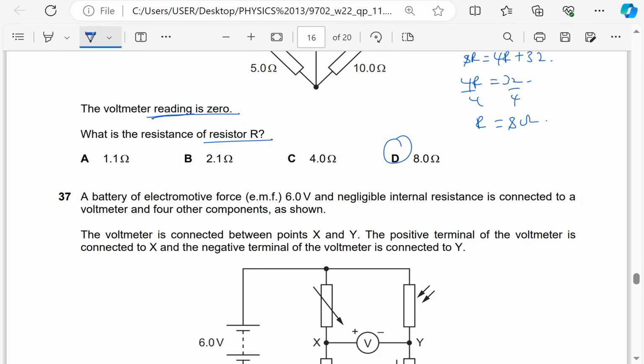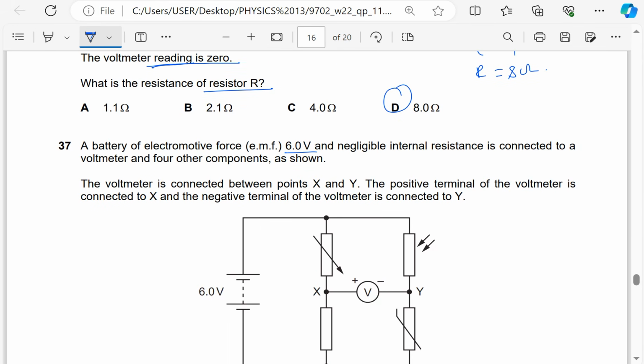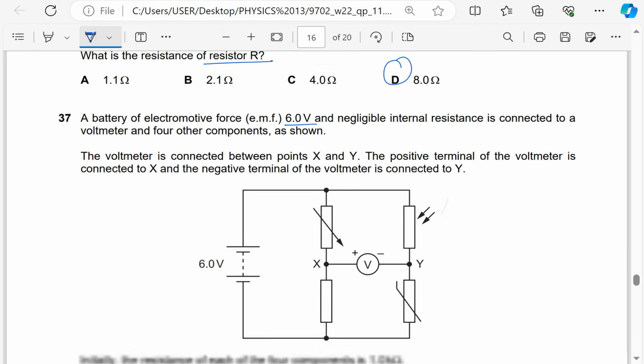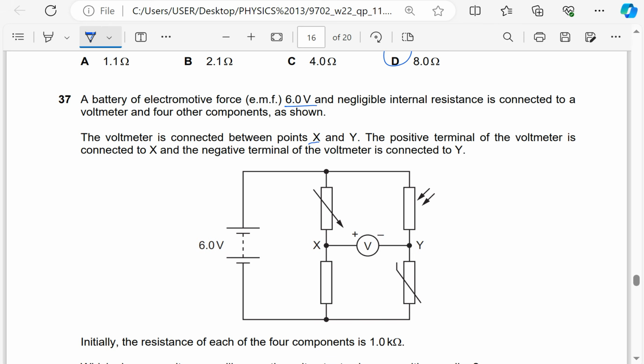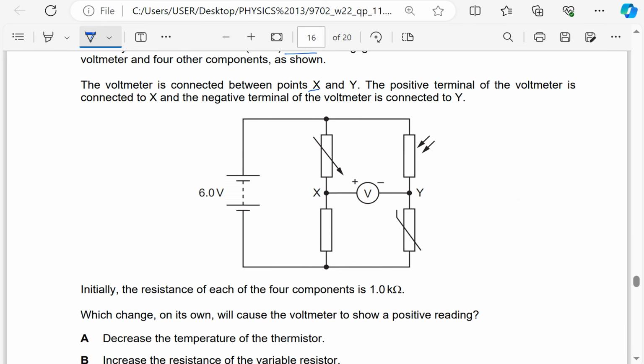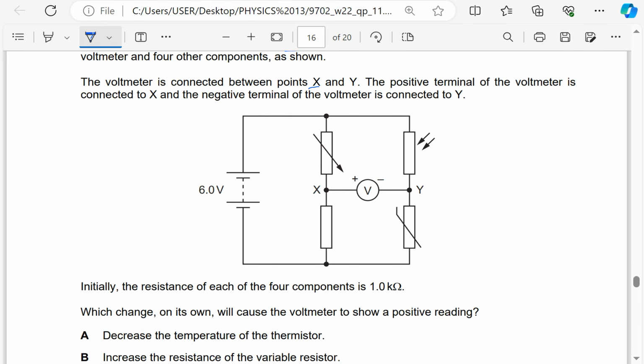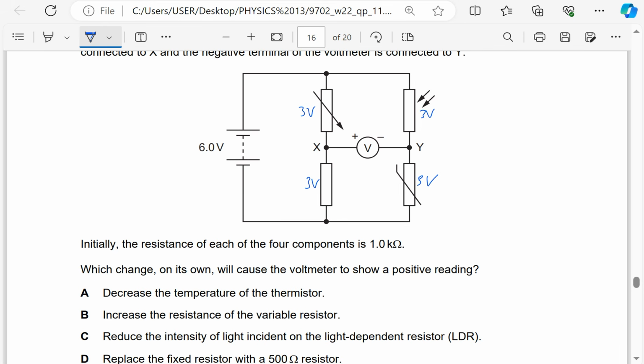A battery of EMF 6 volts and negligible internal resistance is connected to a voltmeter and 4 other components as shown. The voltmeter is connected between points X and Y. The positive terminal of the voltmeter is connected to X, and the negative terminal is connected to Y. Initially, the resistance of each of the 4 components is 1 kilo ohms, which means the PD here is 3 volts. It is 3 volts. So the voltmeter will read 0.